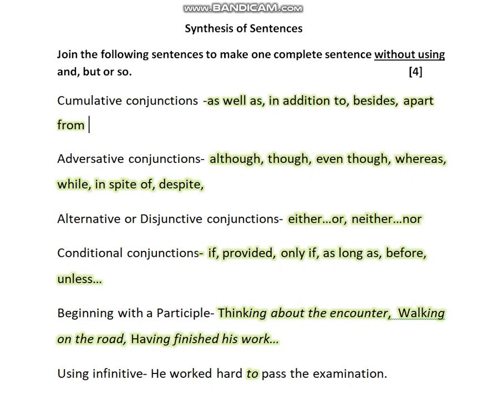Next we have alternative or disjunctive conjunctions. Example, either or, neither nor. These are used to indicate a choice between the alternatives. Either or in case of an affirmative sentence and neither nor in case of a negative sentence. For example, either the father or the mother has to attend the meeting. So there's a choice.